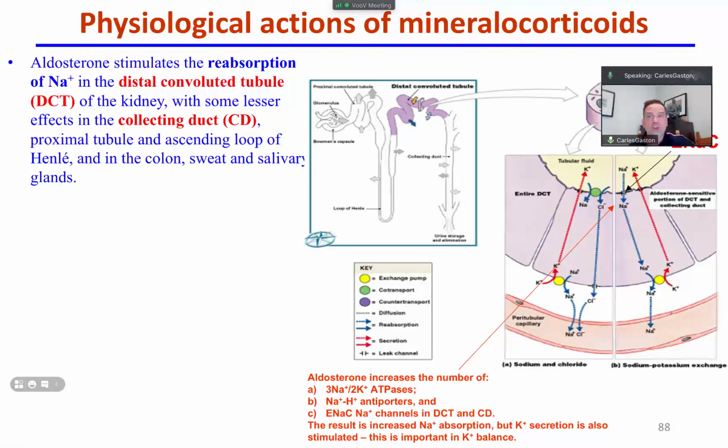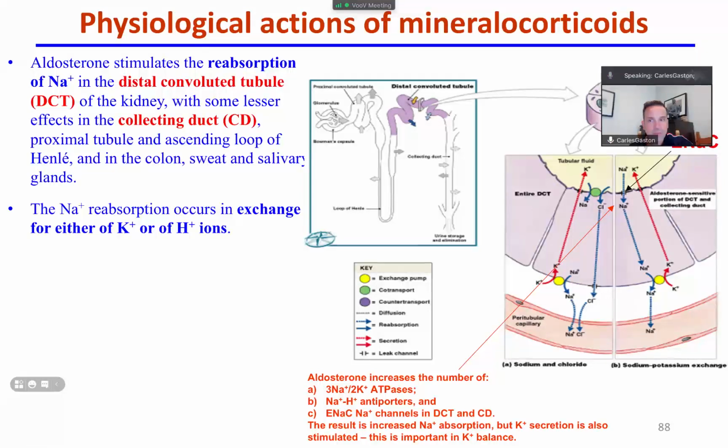Also, to a lesser extent, it acts in the collecting duct of the tubule, the proximal tubule, and the ascending loop of Henle, and also in the colon, and sweat and salivary glands. Now, obviously, this is very important for the levels of sodium and potassium in the blood. The sodium reabsorption occurs in exchange for either potassium or H ions.